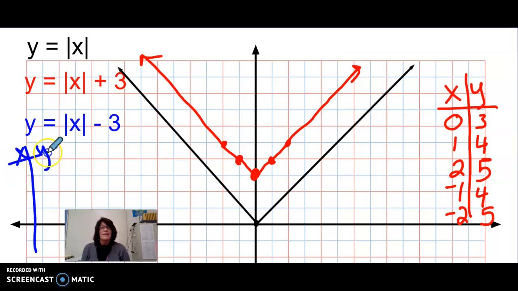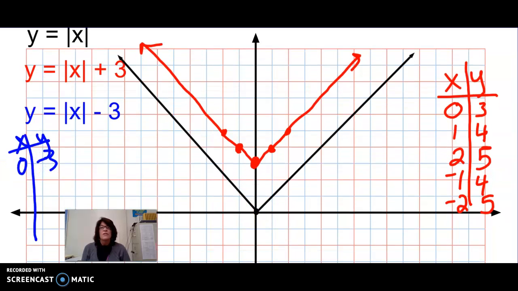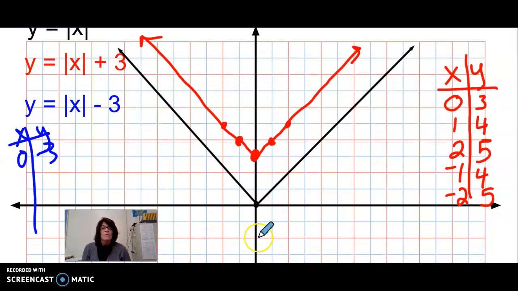I bet you're right. We put 0 in, absolute value of 0 is 0, subtract 3, I get -3. Shift down here a little bit. 1, 2, 3. I put 1 in, absolute value of 1 is 1, -3 is -2. I put 2 in, absolute value of 2 is 2, minus 3 is -1. I put 3 in. Absolute value of 3 is 3 minus 3 is 0.